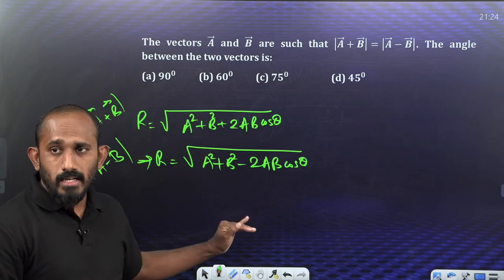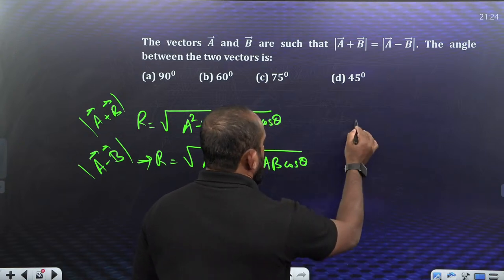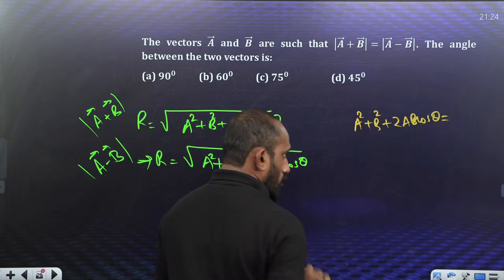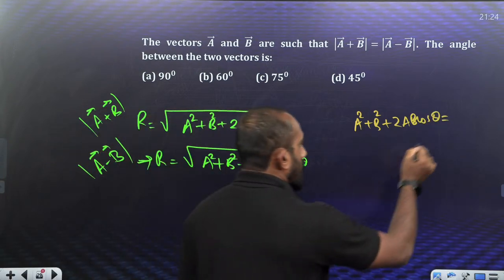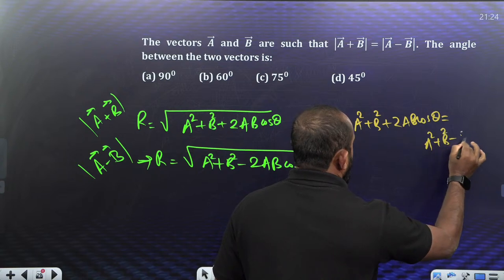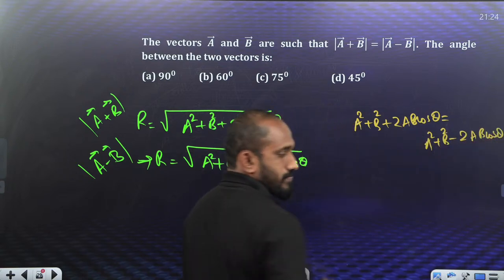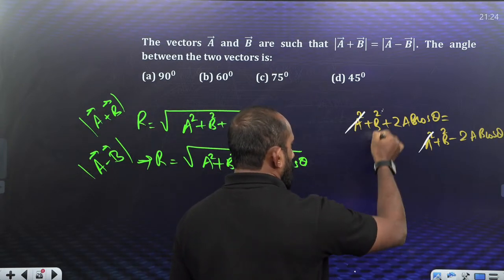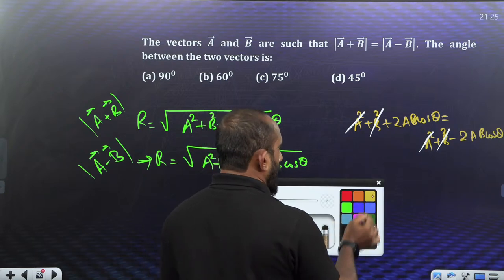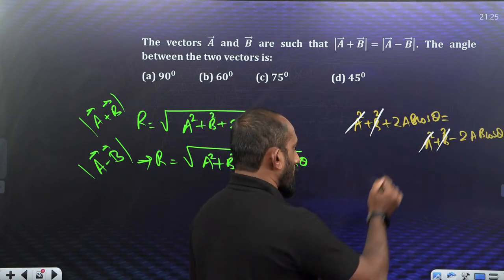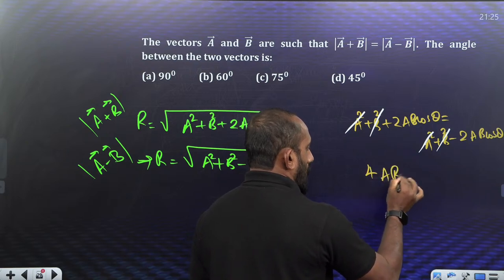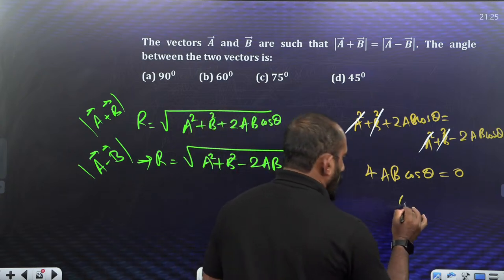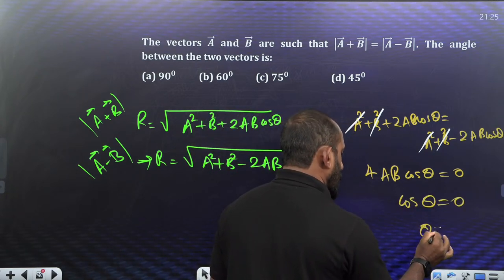So if you equate both sides and square them, you will get A square plus B square plus 2AB cos theta equal to A square plus B square minus 2AB cos theta. The same terms you can cancel: A square cancels, B square cancels. Remaining, if you take the minus 2AB to this side, it becomes 2AB plus 2AB, that is 4AB cos theta equal to 0. 4AB cos theta equal to 0 means what? Nothing but cos theta is equal to 0, or theta is equal to 90 degree.